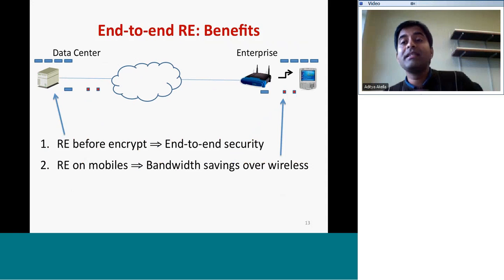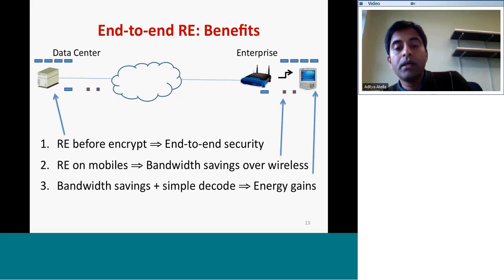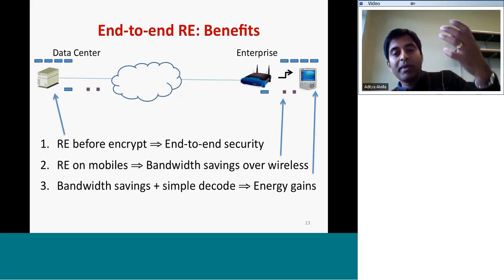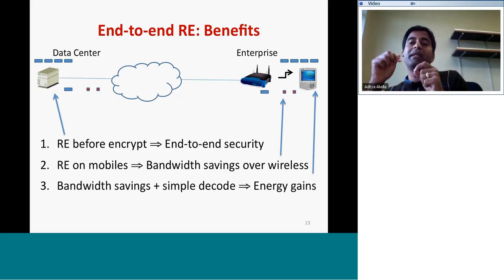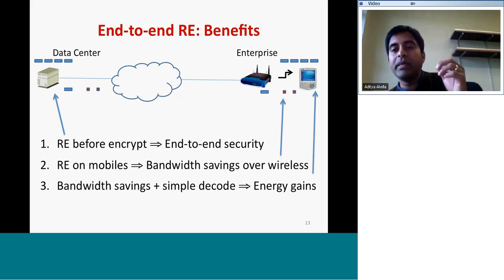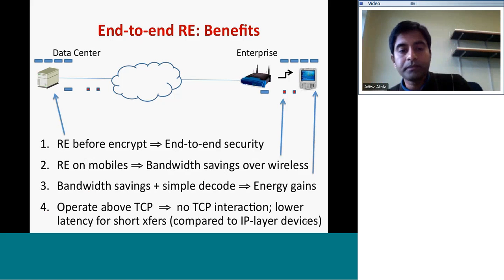It extends the benefits of redundancy elimination all the way to the endpoint, because you're actually carrying compressed data all the way to the end host, and then you decompress. Because you're saving bandwidth, you're sending fewer bytes over the radio link, coupled with some intelligent tricks for decoding these encoded bits in a simplistic fashion on the end host devices. You can actually hope to get significant energy gains out of it.